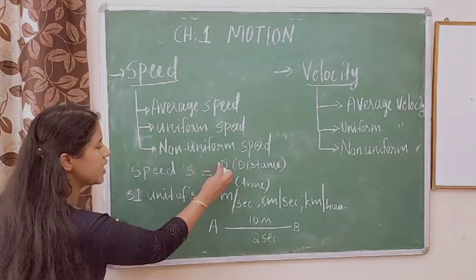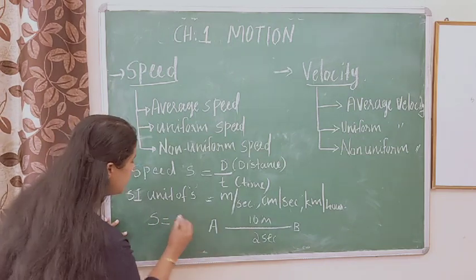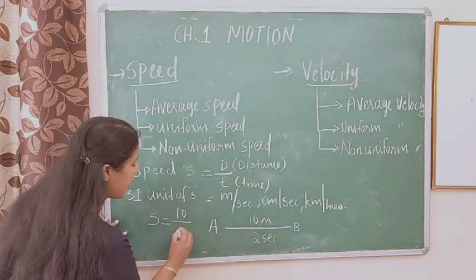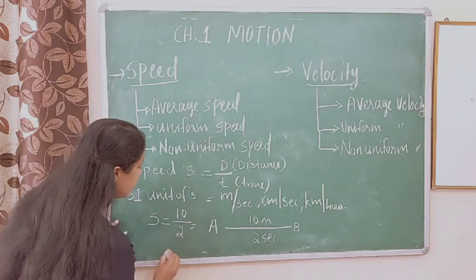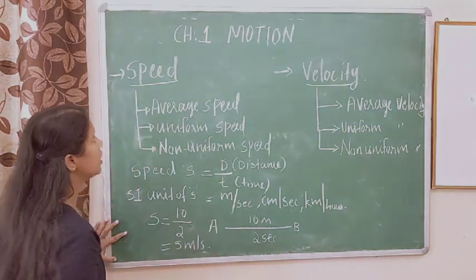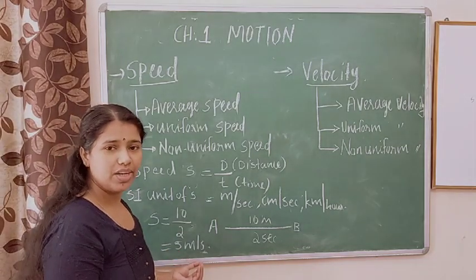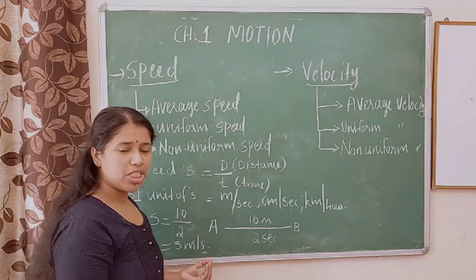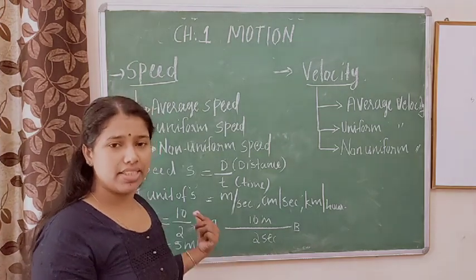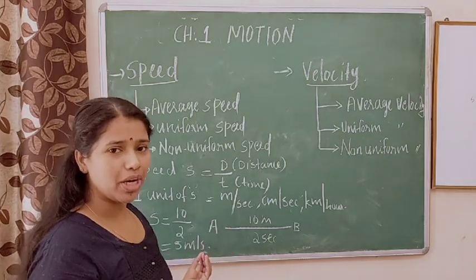We know that speed S is equal to distance by time. Distance means 10 meter divided by 2. Then the answer is 5 meter per second. In the textbook they have given numericals. After this theory part, I will take numericals also.